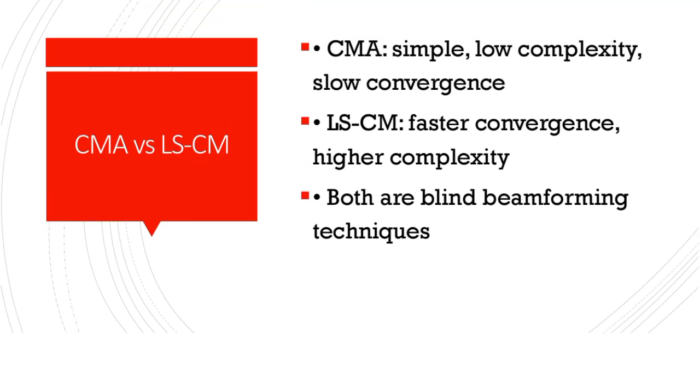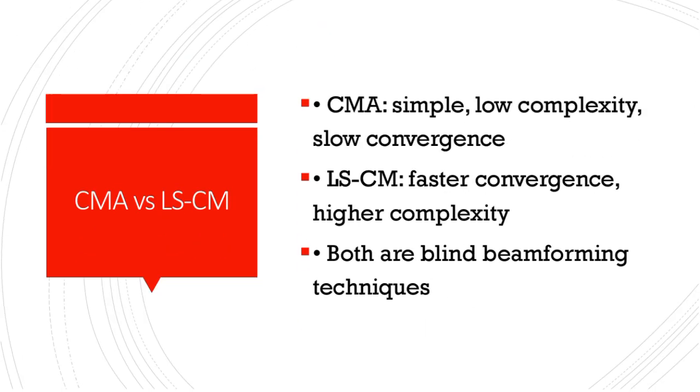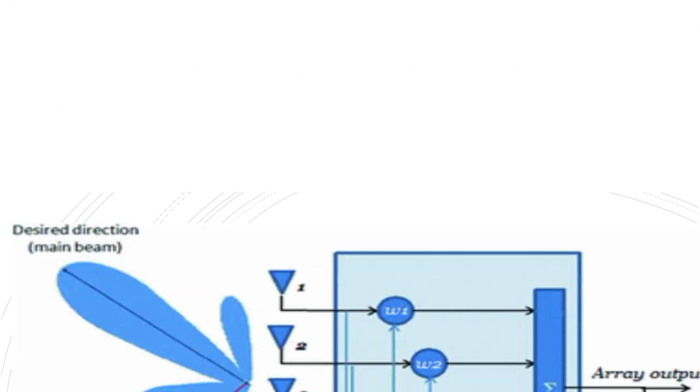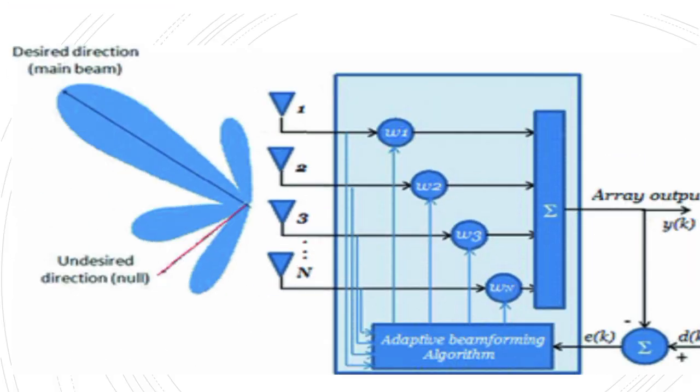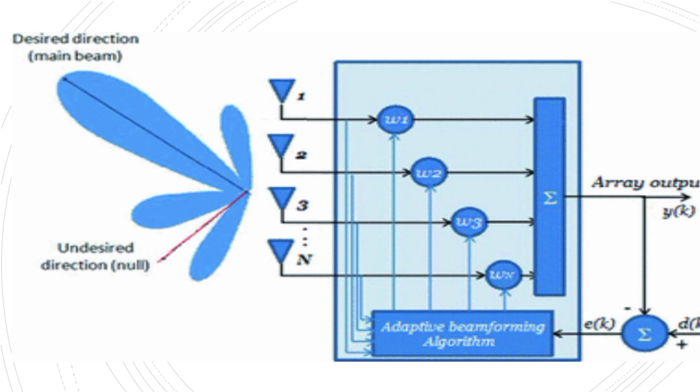The next thing is comparing the constant modulus algorithm and the least square constant modulus algorithm. The constant modulus algorithm is very simple, with low complexity and slow convergence, but the least square method has faster convergence and higher complexity. Both are blind beamforming techniques. In the diagram, the desired direction gets the main beam, and the undesired directions we have to nullify. For that we use the adaptive beamforming algorithm, in which we select whether we are doing constant modulus or least square constant modulus.